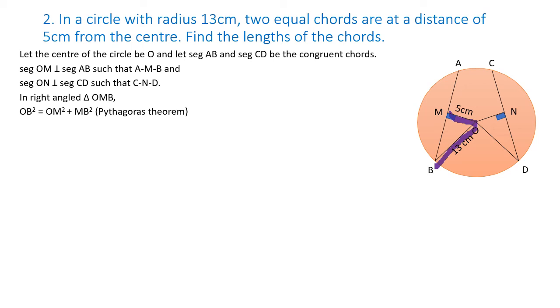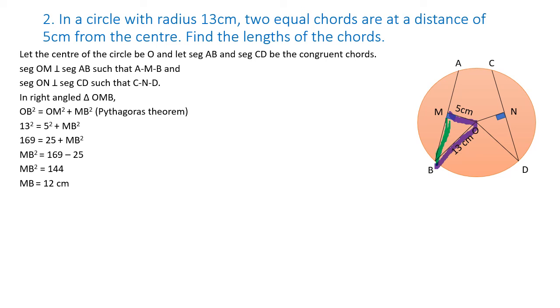Since OB is 13 centimeter as shown in the figure and OM is 5 centimeter, we substitute the values and get 169 is equal to 25 plus MB square. When 25 goes to the other side, it becomes minus 25, which gives me 144. We need only MB, so we take the square root, which gives me 12 centimeter. So what we have just found is the length of MB.